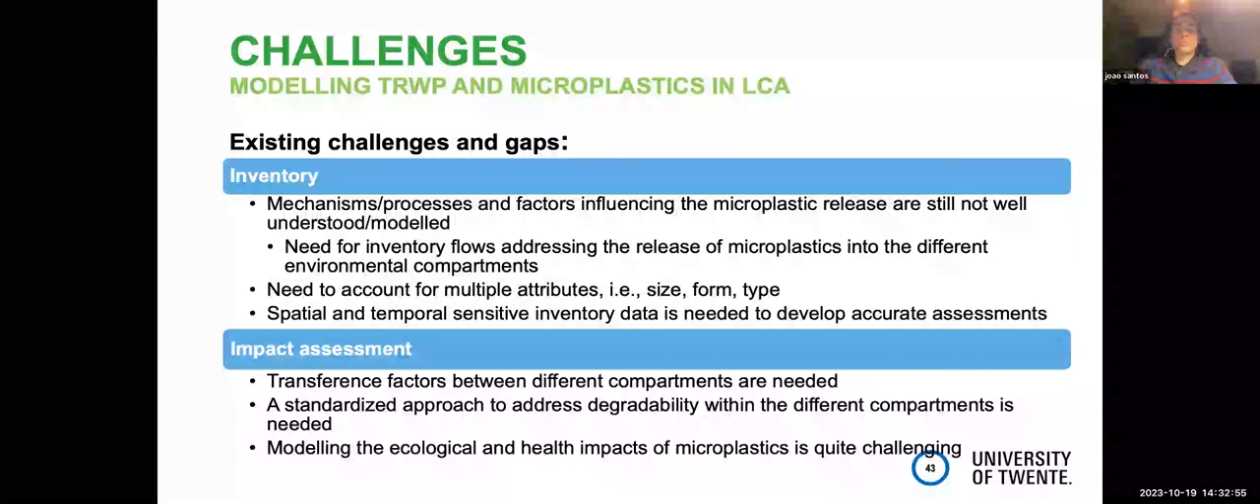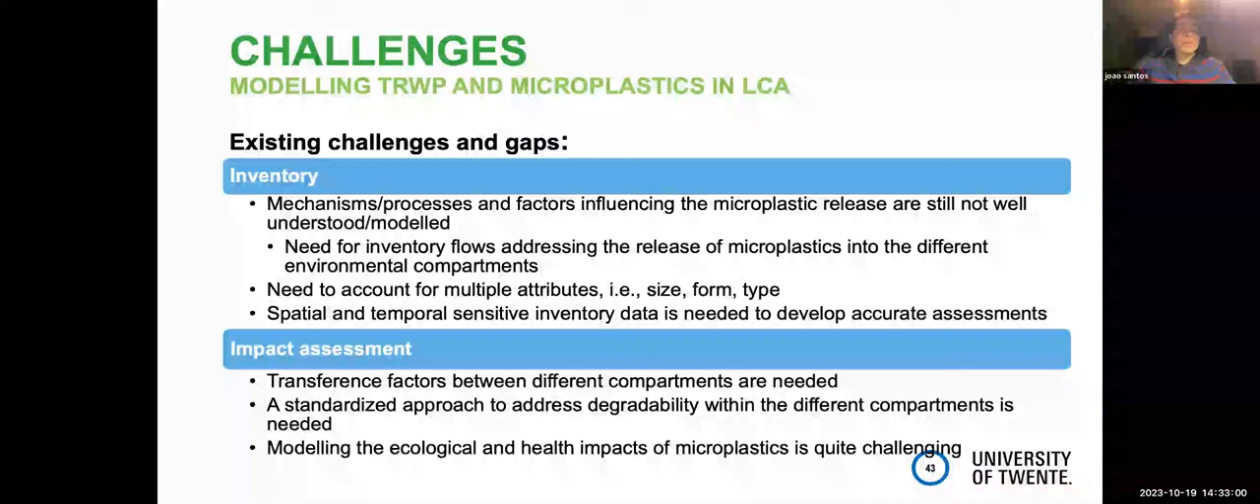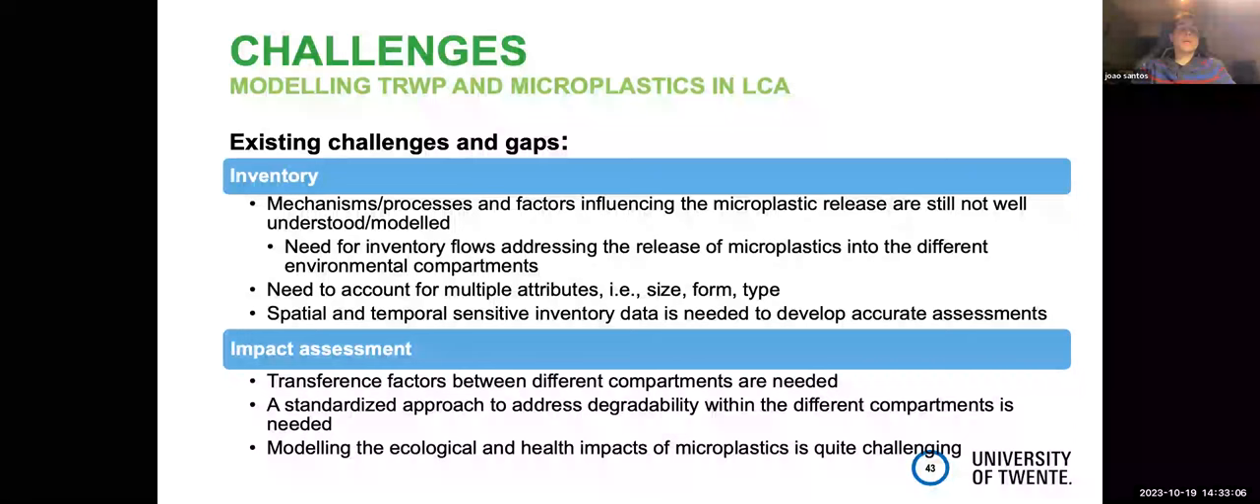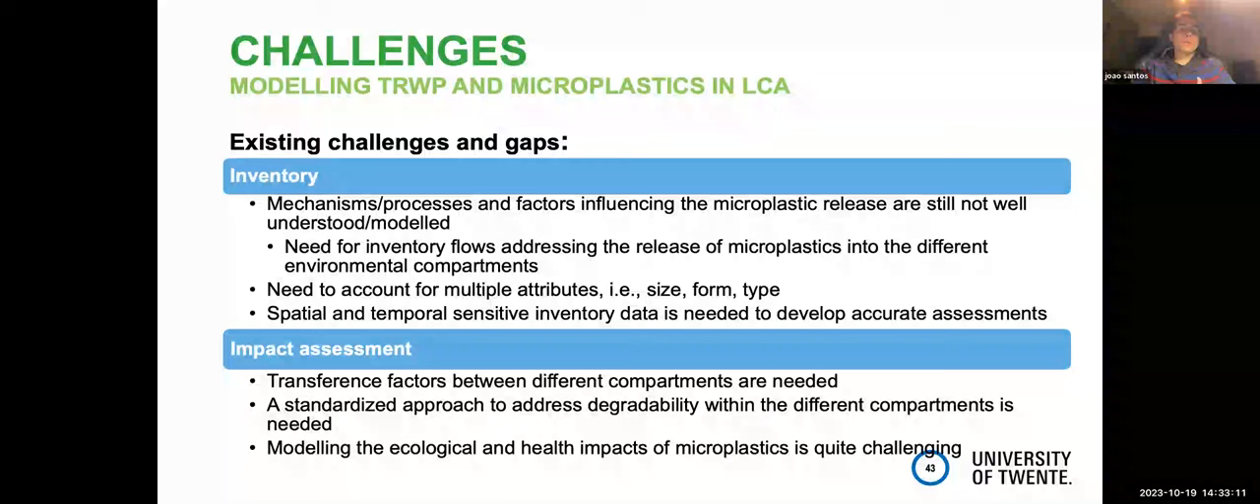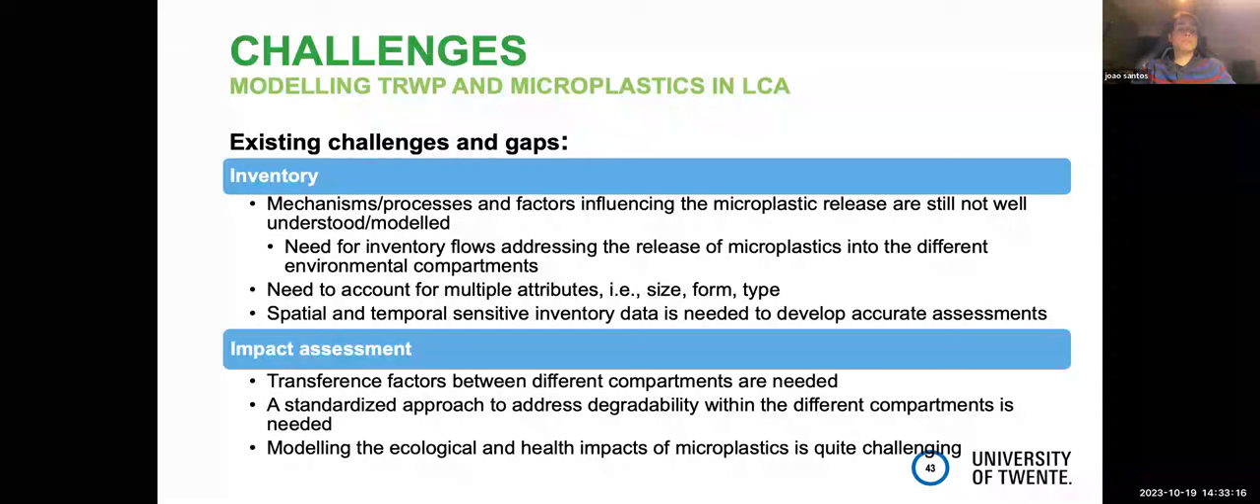In terms of impact assessment, transference factors between the different compartments are needed. There is also a need for a standardized approach to address the degradability within the different compartments, and the modeling of the ecological and health impacts of those particles is quite complex.